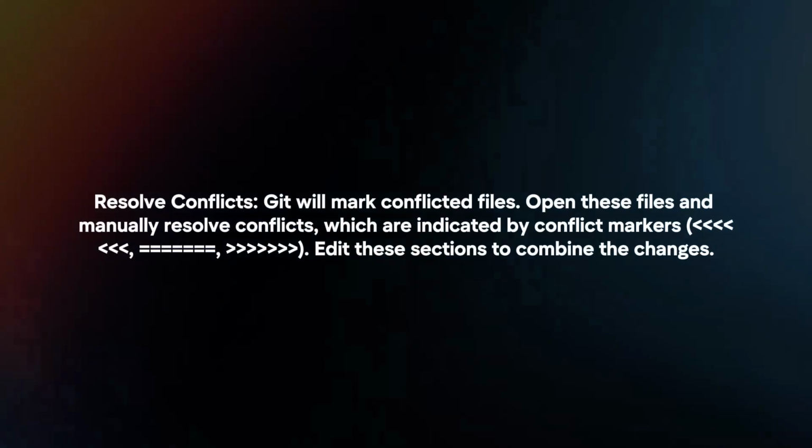Resolve conflicts. Git will mark conflicted files. Open these files and manually resolve conflicts, which are indicated by conflict markers. Edit these sections to combine the changes.